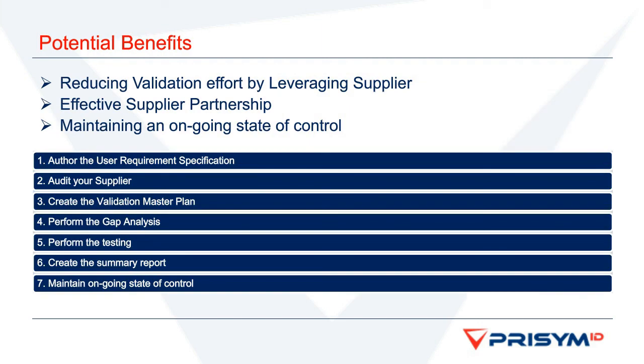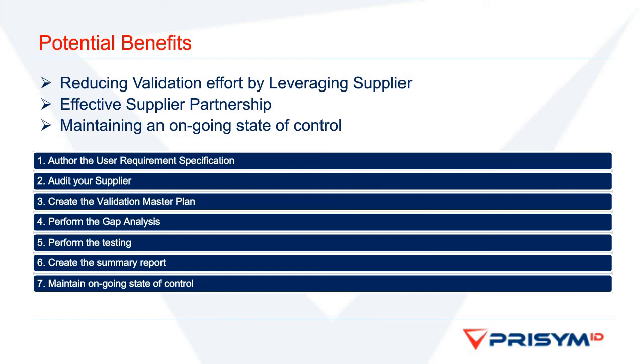There are potential benefits to leveraging your supplier. The main benefit is to reduce your validation effort, either through documentation or the validation test cycle. After all, if you have audited your supplier and found their quality processes acceptable, and they have performed a large amount of functional testing and have produced acceptable documentation with objective evidence, why should you repeat the process?